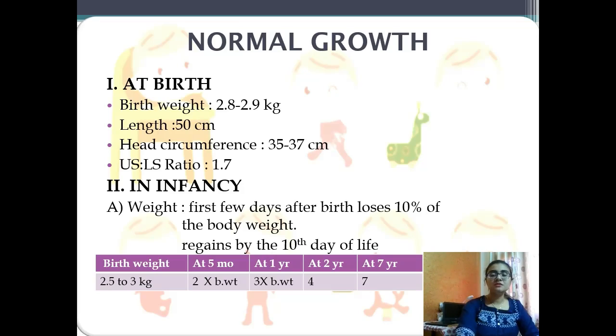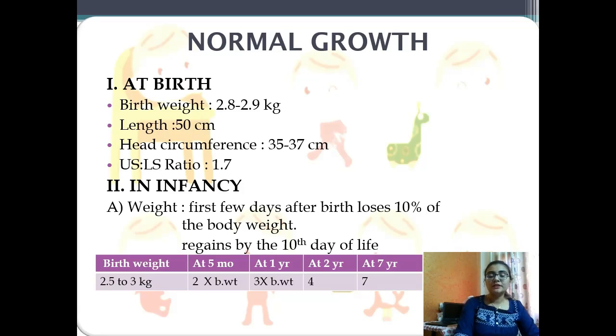In the infancy period, weight decreases by about 10% of the birth weight after a few days of birth, and the baby regains birth weight by the age of 10 days. This is normal. Babies sometimes lose weight because of evaporation, because firstly they are in the womb of the mother, but later they are exposed to the environment. They lose some fluid by evaporation, so they lose almost 10% of weight, which is normal.